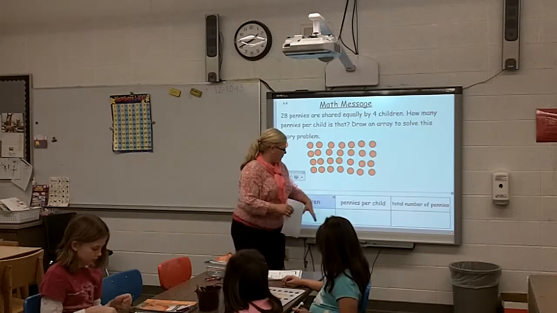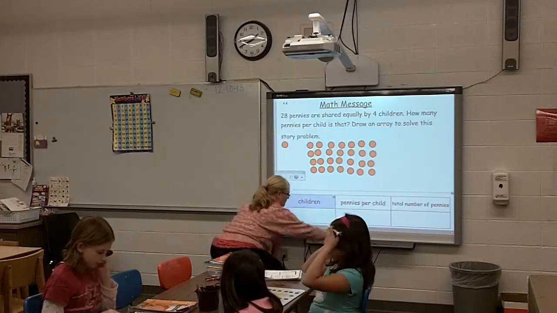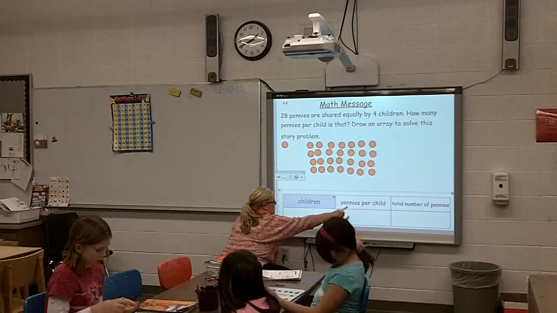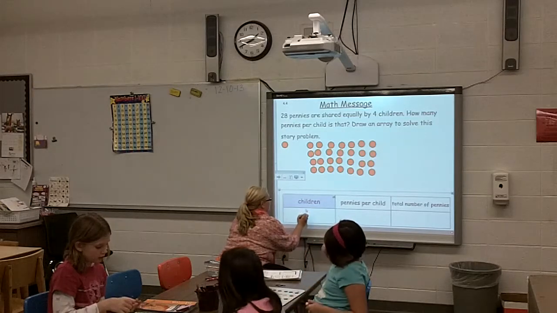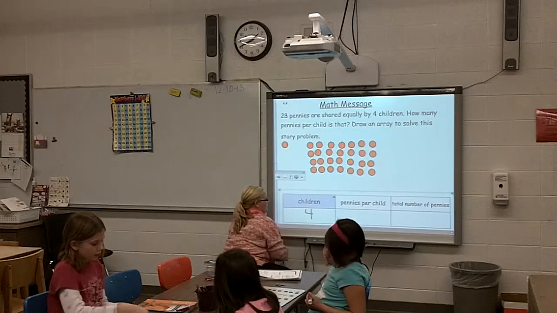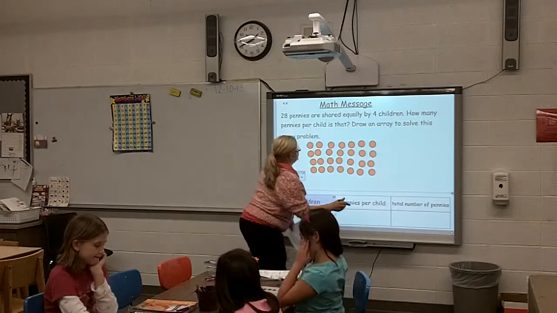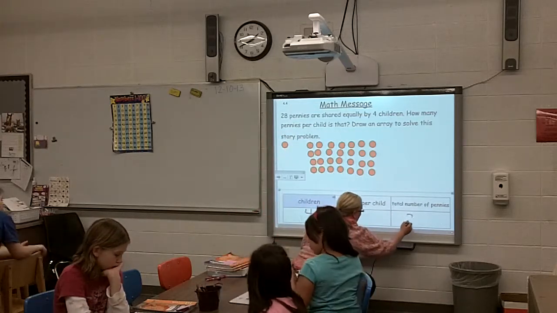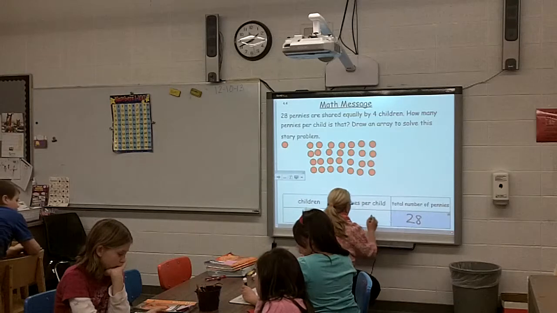Oh, well, we didn't know the number per child at first. We knew that there were 4 children. We knew that there were 28 pennies. But we don't know how many pennies per child, and we didn't know how many here.